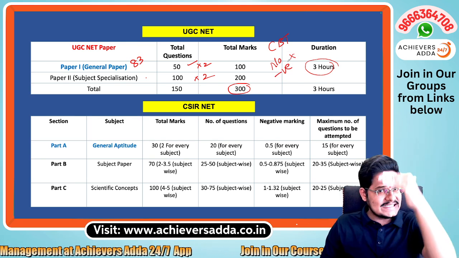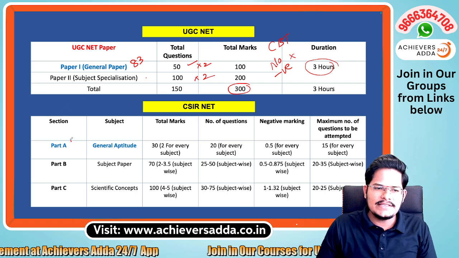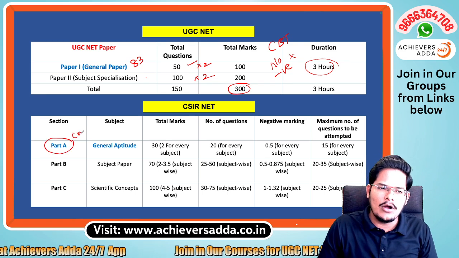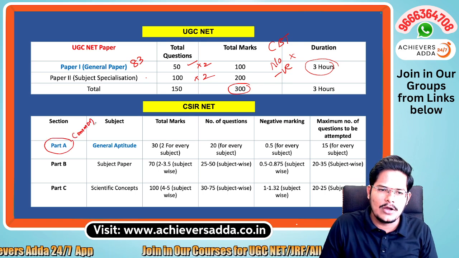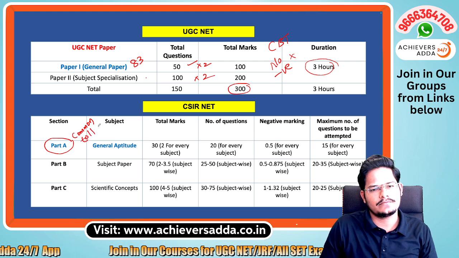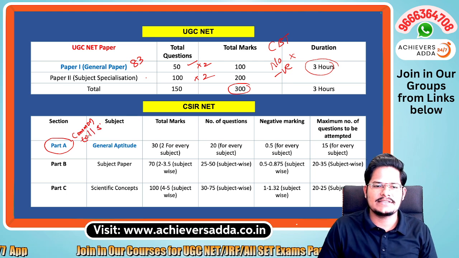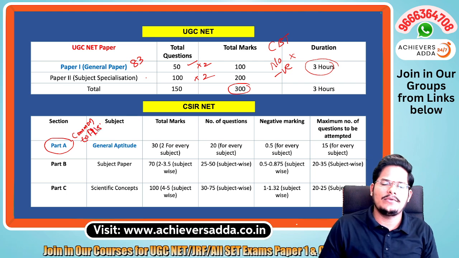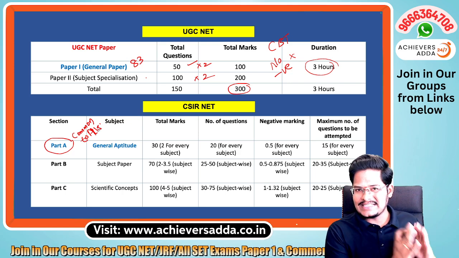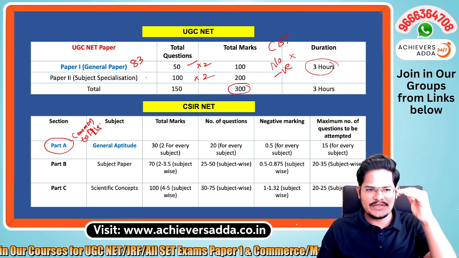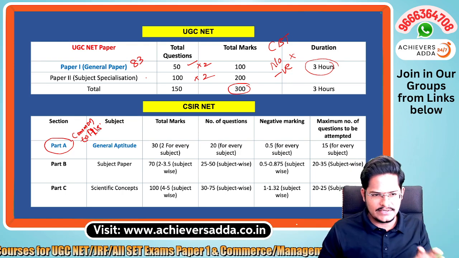When it comes to the CSIR NET, Part A is common to all the 5 subjects. Generally, CSIR NET papers are divided into 3 parts: Part A, Part B, Part C.